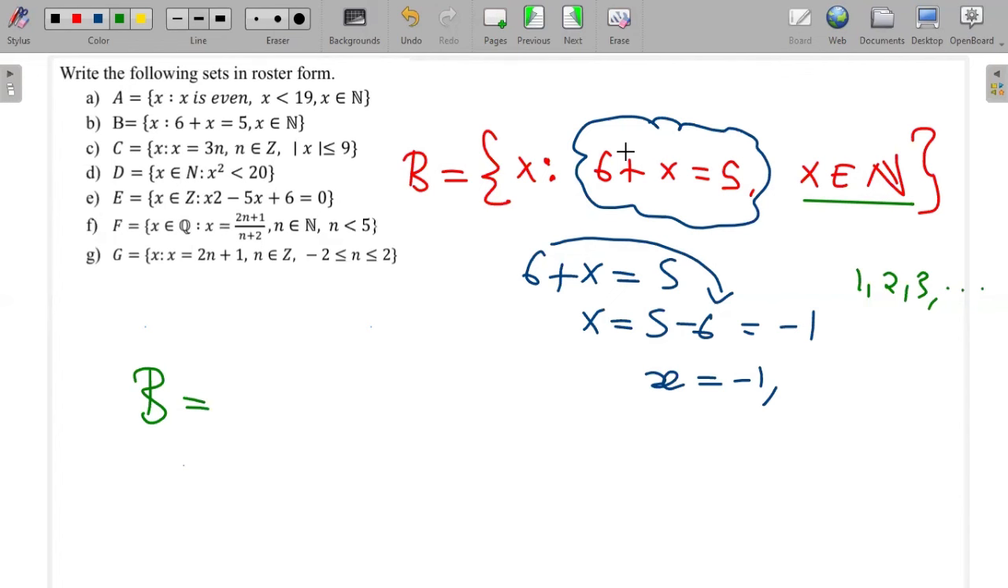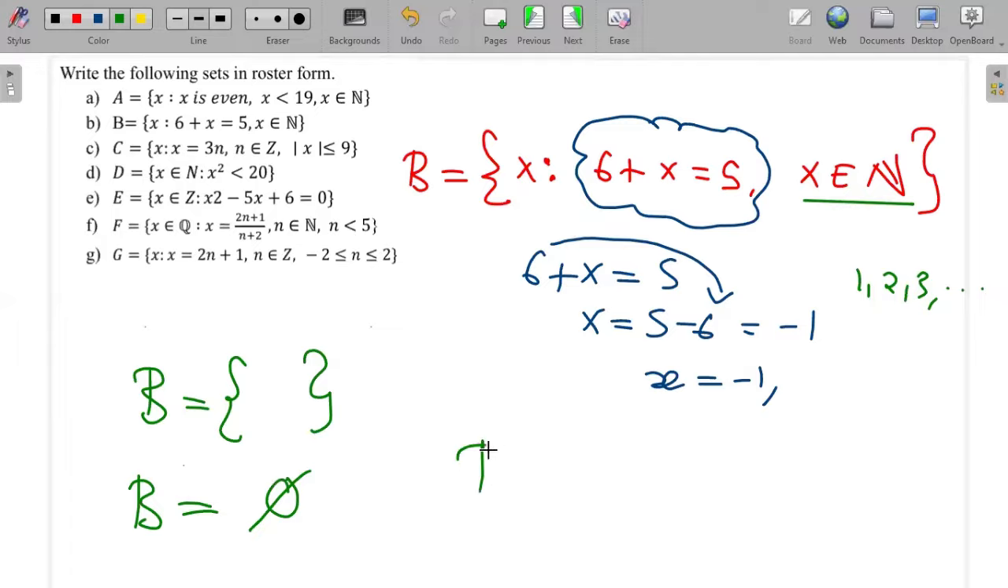But the part of the description was saying x should be a natural number. So it means this is just describing an empty set. So we're going to say B is an empty set. So we put these symbols like that, indicating that B is empty. Or you can say B is equal to, you put a 0 and then you cross it. So these two symbols are the ones that we use to indicate the empty set.